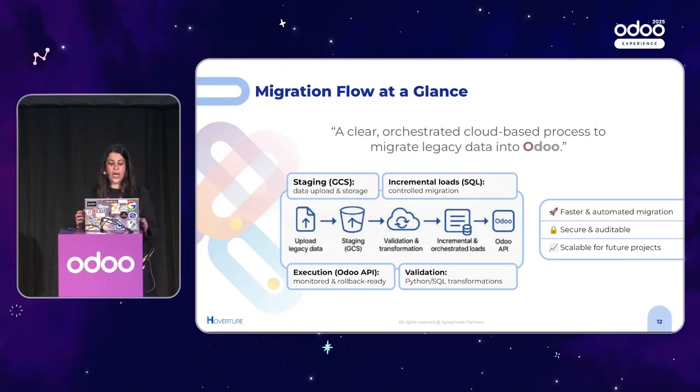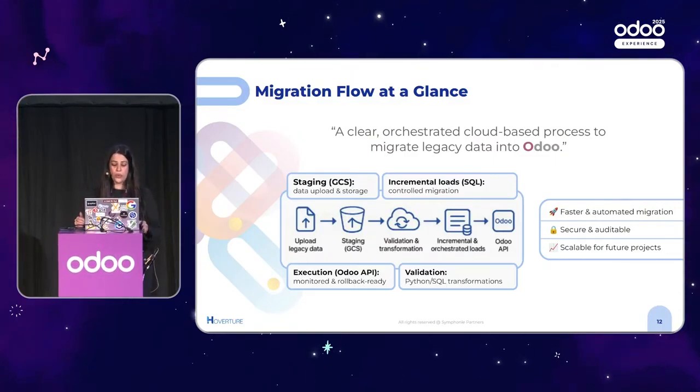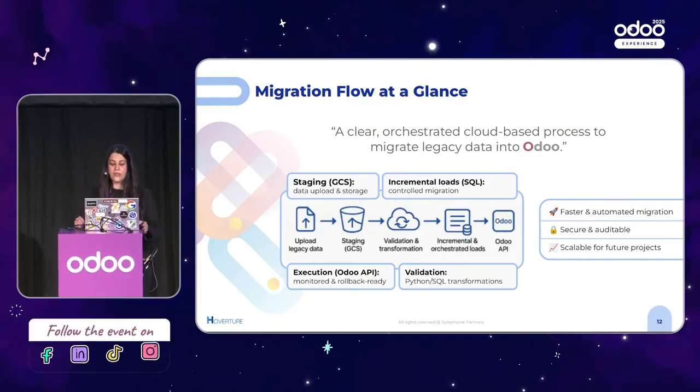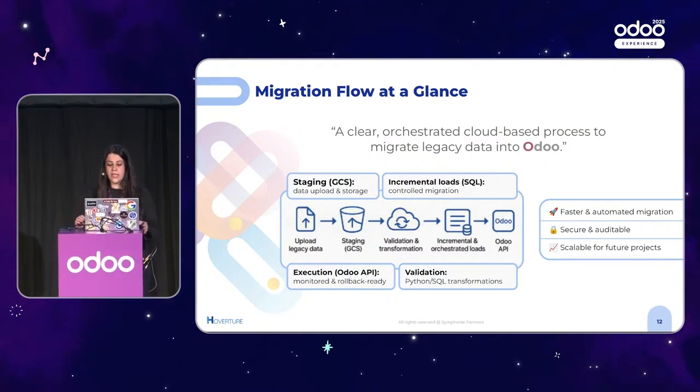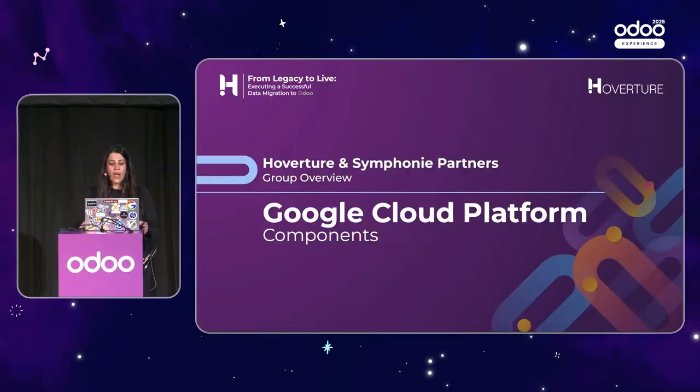And then, of course, you have all the pipelines that bring the execution into Odoo through the API. This part is, of course, monitored and rollback ready, so that if you have any kind of incident, you can roll back and start from the point where you were interrupted.